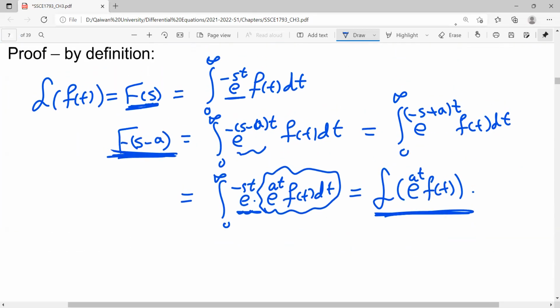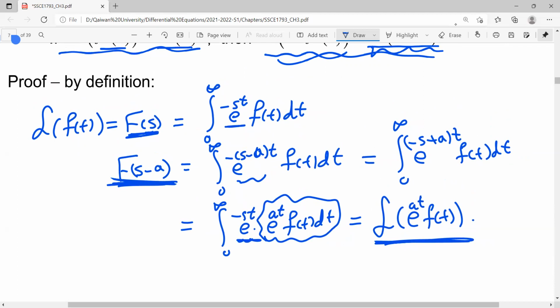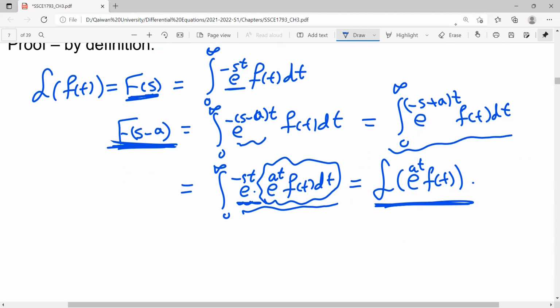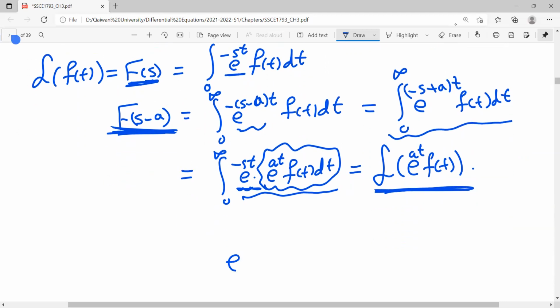Can you just repeat the last step of that? This one? Yeah, that one. Okay. Here we have e to the power minus st plus at. I'm going to simplify it more. We just give this t to both terms. Yeah, just multiply it into the bracket and then expand. Okay, we got this. Okay. Thank you.